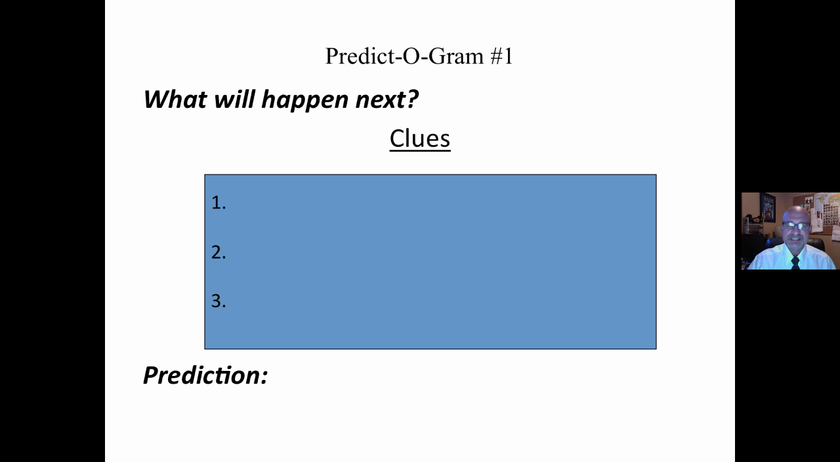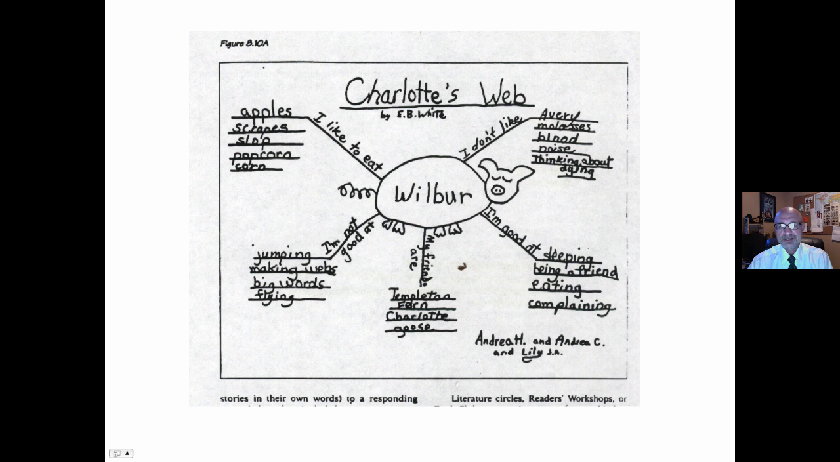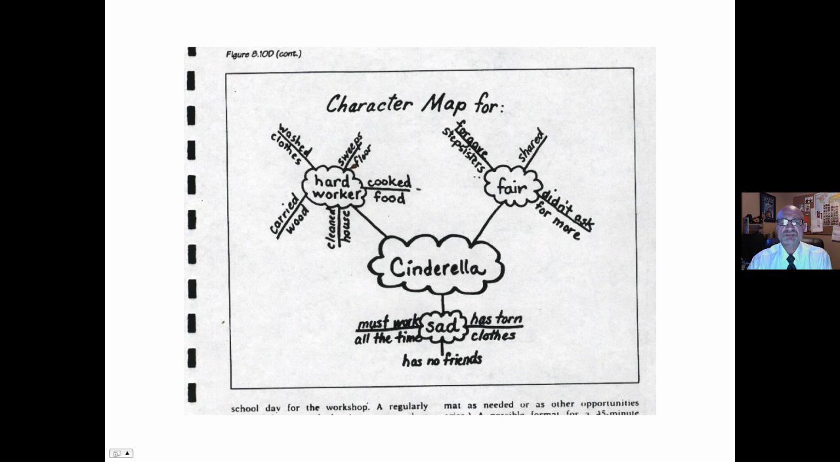Don't just make a guess. Identify clues first, then make a guess. And here's a graphic organizer you could use. Some sort of character map. Wilbur, I don't like, I like to eat, I'm not good at anything. You use your imagination and creativity here.